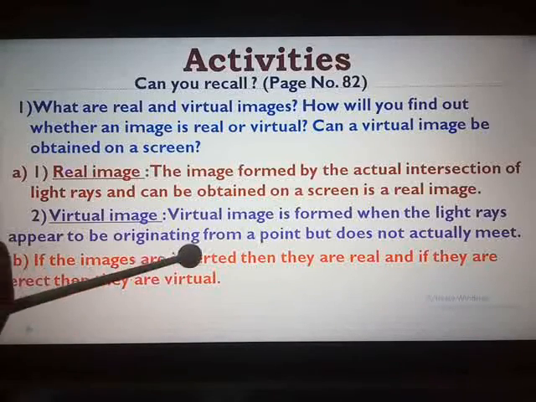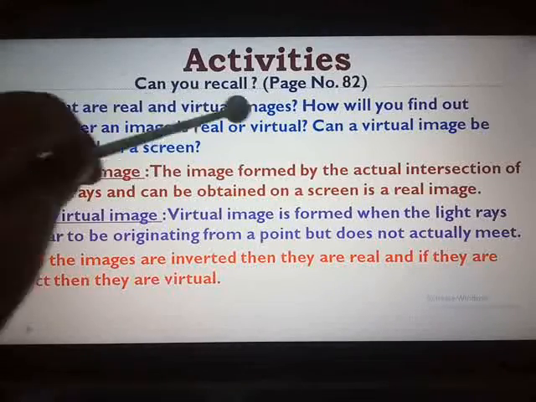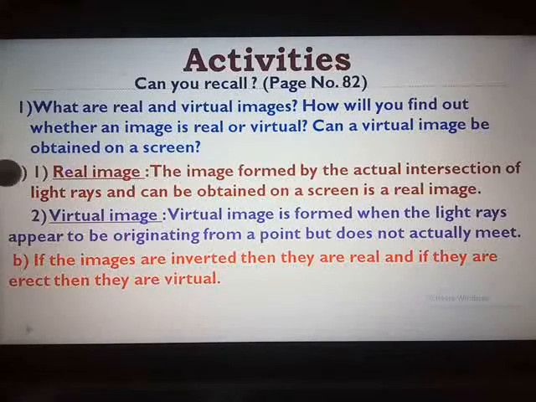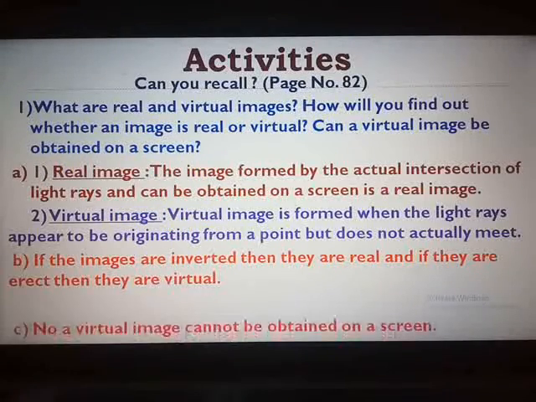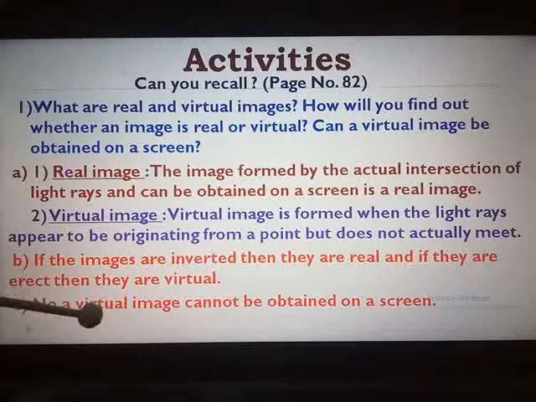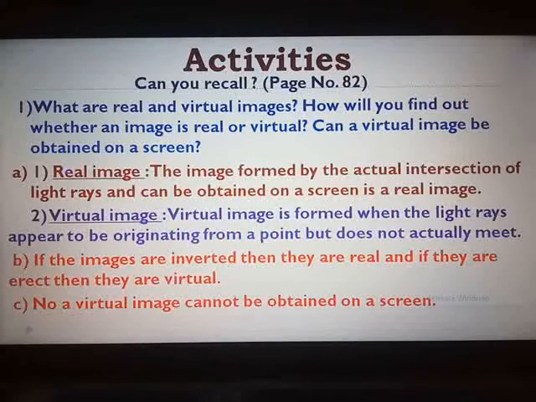If the images are inverted, then they are real, and if they are erect, then they are virtual. So, depending upon the nature of the image, you can find out whether it is real or virtual. And you all know that a real image can be obtained on a screen. Never a virtual image can be obtained. So, your answer, can a virtual image be obtained on a screen? Your third answer is no. A virtual image cannot be obtained on a screen.